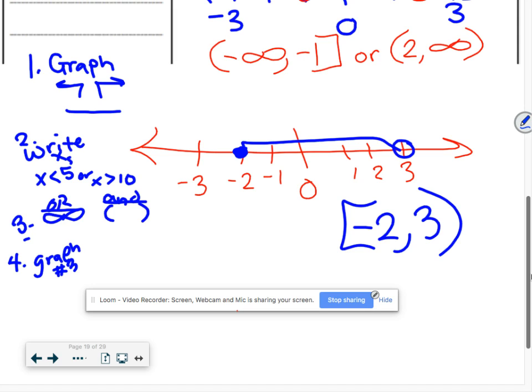Okay, do you feel like you can handle these 4 learning targets? Oh, yeah. Yes, ma'am.